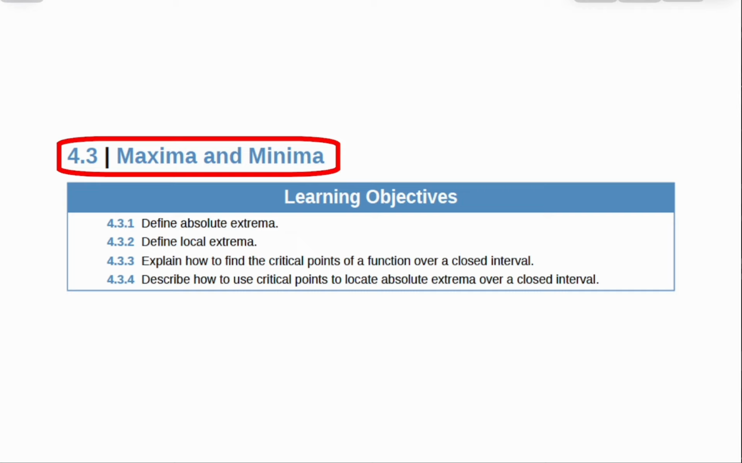In 4.3, we are going to talk about maxima and minima. So we're going to define what an absolute and local extrema is. We are going to talk about critical points, and we are going to describe how to use those critical points to find the extrema on a closed interval.